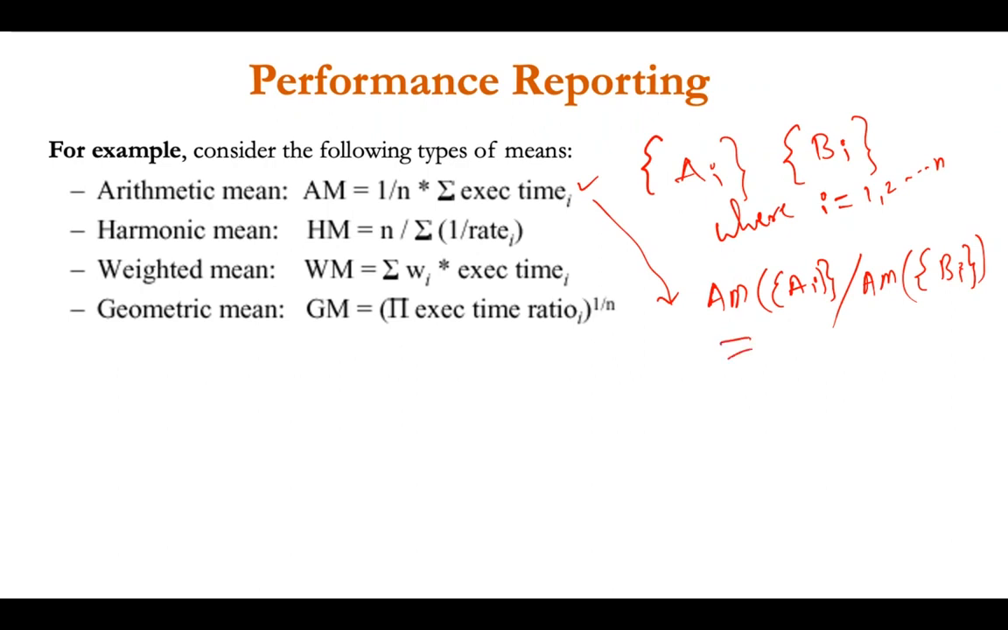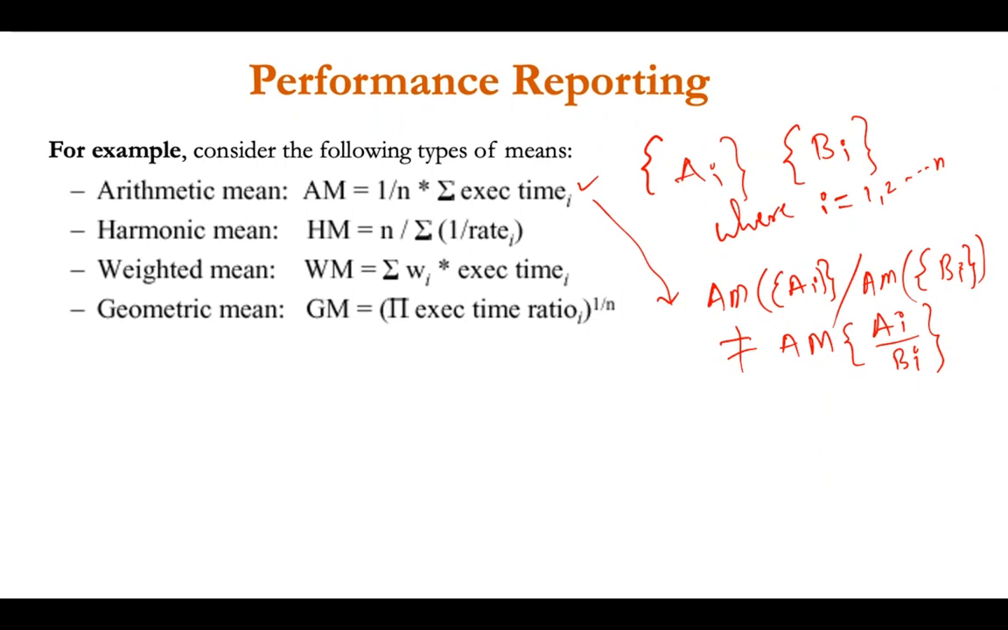So this is not at all equal to the arithmetic mean of your AI divided by your BI. So the arithmetic mean of your data series AI divided by the arithmetic mean of your data series BI is not equal to the arithmetic mean of your AI divided by your BI.